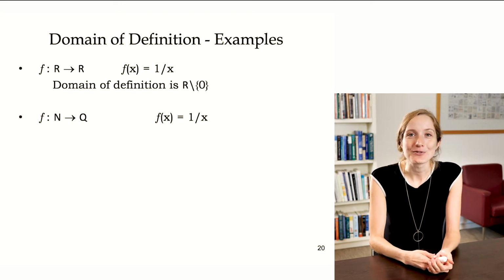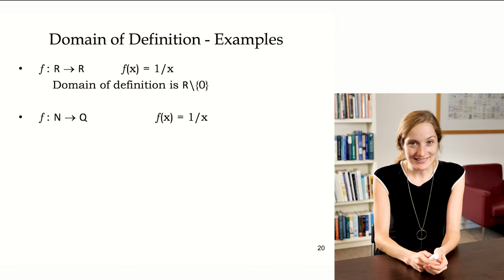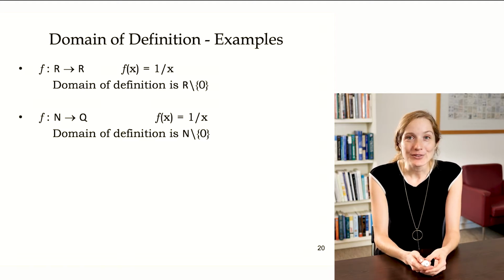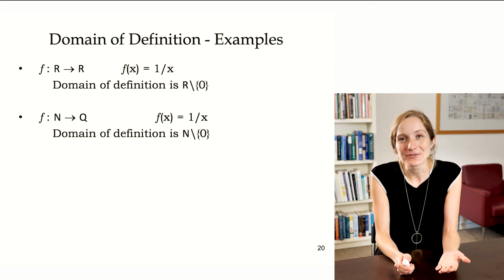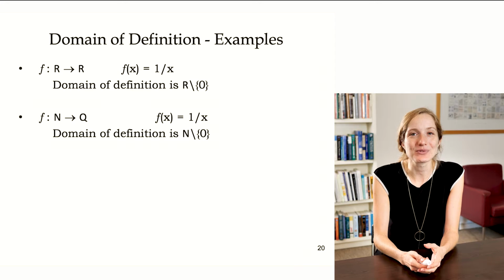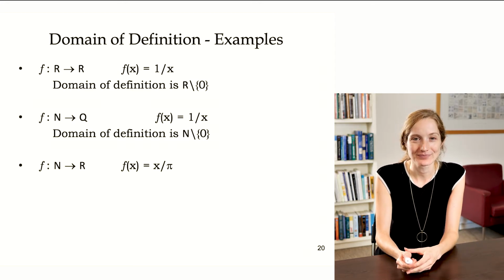How about the function from N to Q, f of x equals 1 over x? What do you think? It's a very similar thing. Exactly the same problem: 1 over x is not defined for x equals 0. And remember that in this class, the natural numbers do contain 0. So here the domain of definition is N with 0 removed.